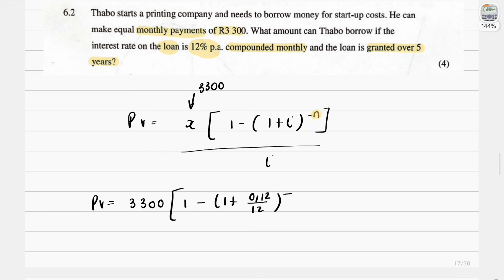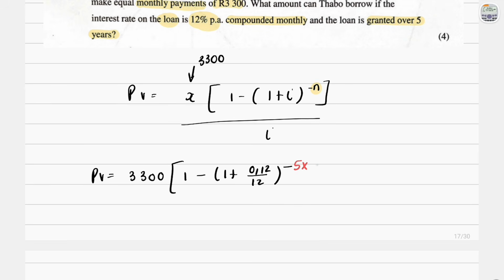So N in present value always stands for the number of payments you still have to make. So we're saying 5 times 12, because it's 5 years, but it's compounded monthly. So he's going to pay this every month. So it's a total of 60 months, which means at this point he has 60 months left to pay off.